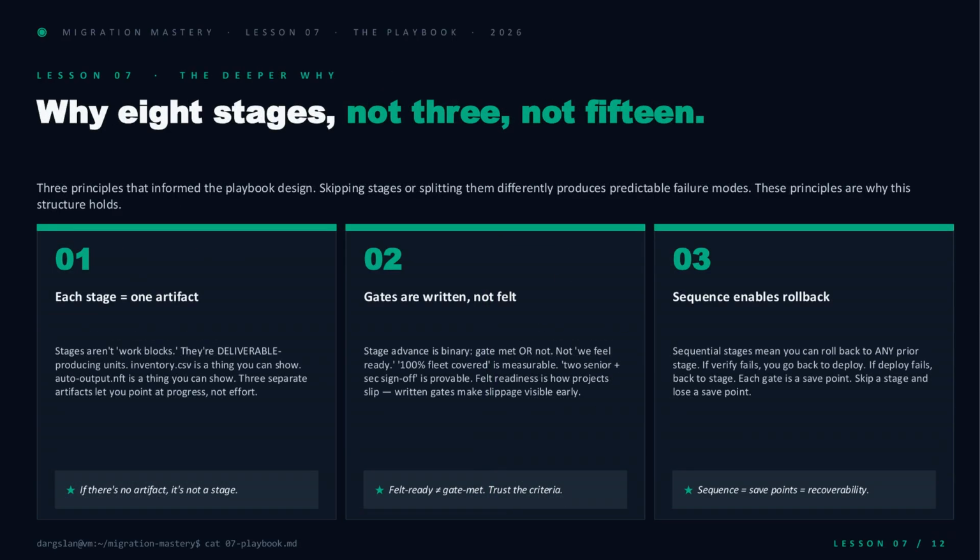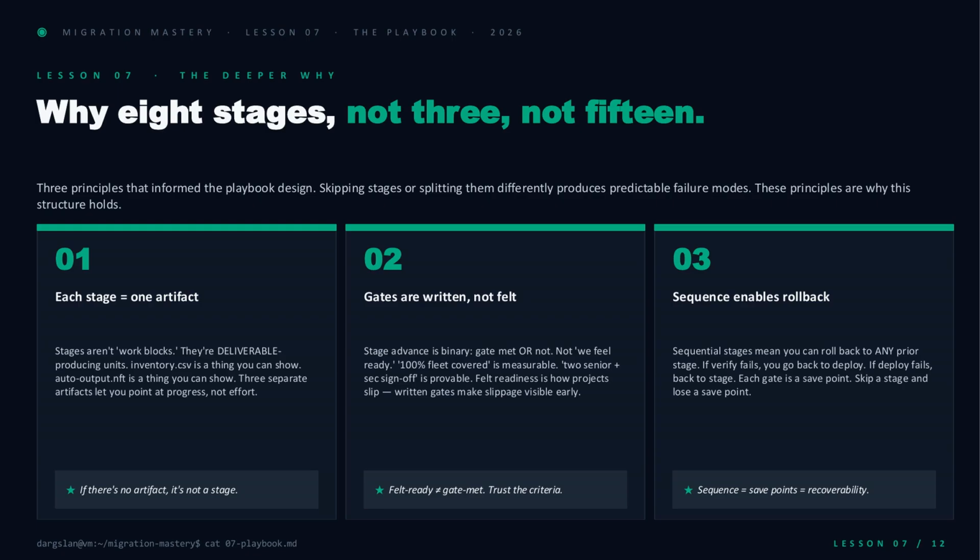So why 8 stages? Not 3, not 15. 3 principles hold this structure together. First, each stage produces exactly 1 artifact. If there's nothing you can show, it isn't a stage. Second, gates are written, not felt. Advance is binary, measurable, provable. Felt readiness is how projects slip.